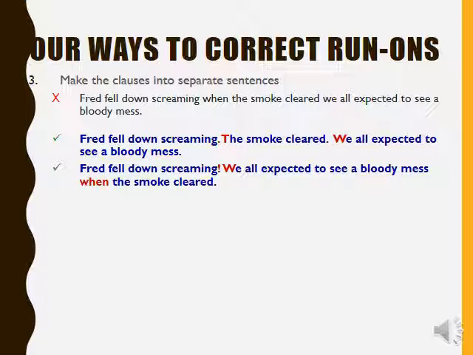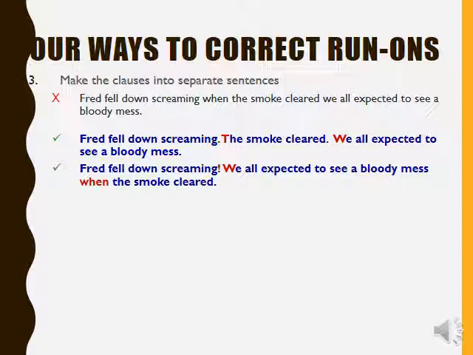Fred fell down screaming. This is the first sentence, so full stop. The smoke cleared. Full sentence, full stop. We all expected to see a bloody mess. This is the third sentence. So in this way, we are writing the clauses into separate sentences to avoid writing run-on sentences.